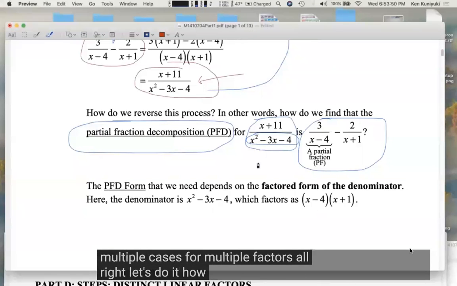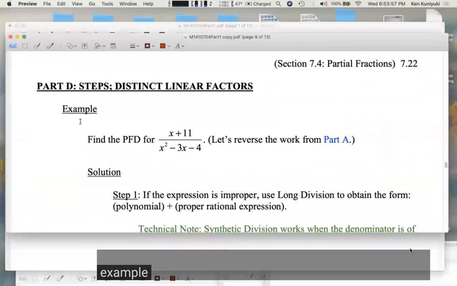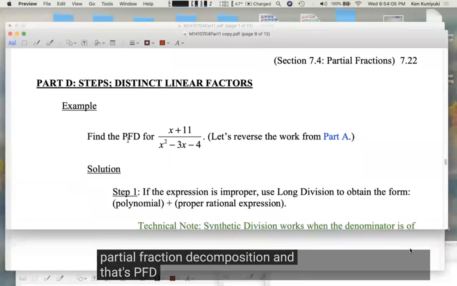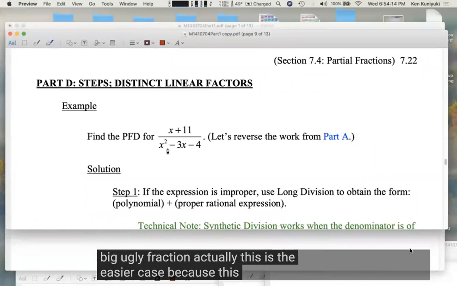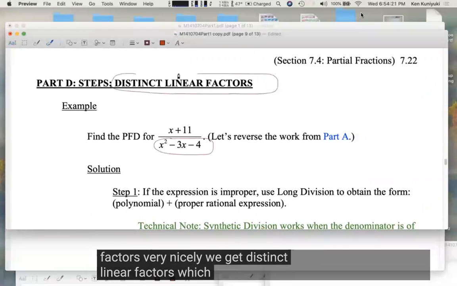All right, let's do it. How do we find the PFD for this? Example, find the PFD, which is the partial fraction decomposition, and that's PFD, not PDF. Find the PFD for this big ugly fraction. Actually, this is the easier case because this denominator factors very nicely. We get distinct linear factors, which is the easiest case.